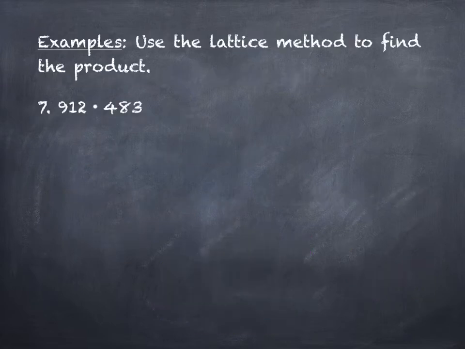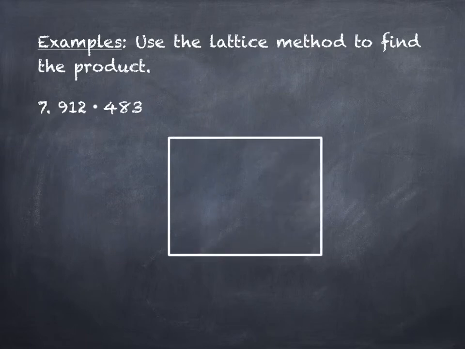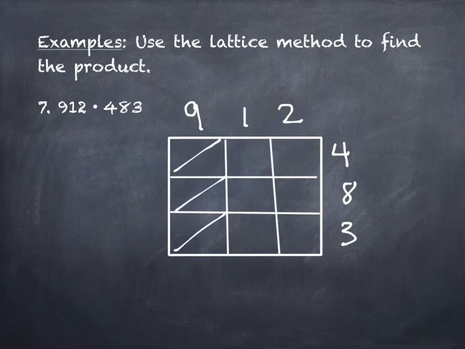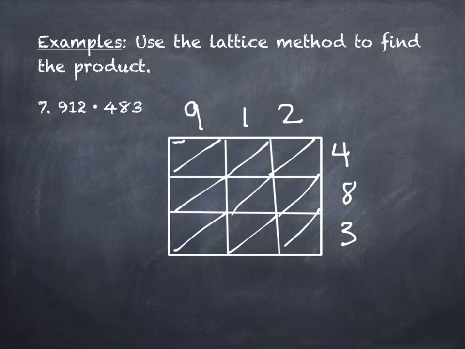Notice, this one is 912 times 483, which means I want to have 3 rows and 3 columns because these are both 3-digit numbers. And again, it doesn't matter where you put them. You can put them wherever you'd like, top or right. So I'm just going to do 912 on top and 483 on the right. We're going to divide each box and multiply. 9 times 4, 36. 1 times 4. 2 times 4.